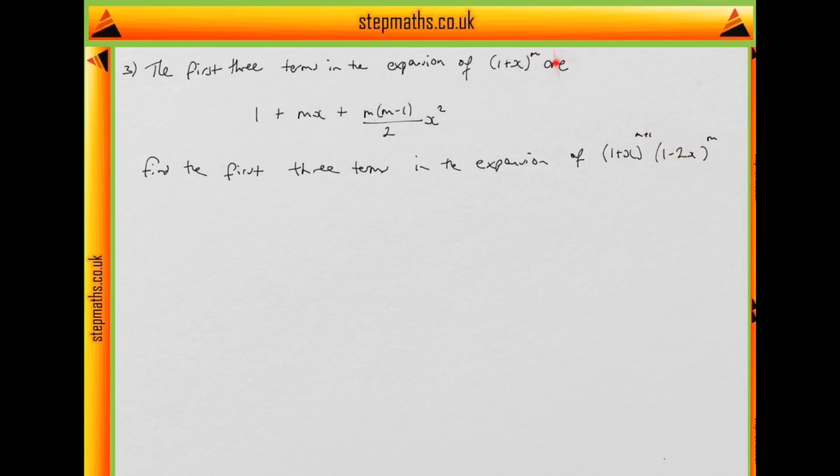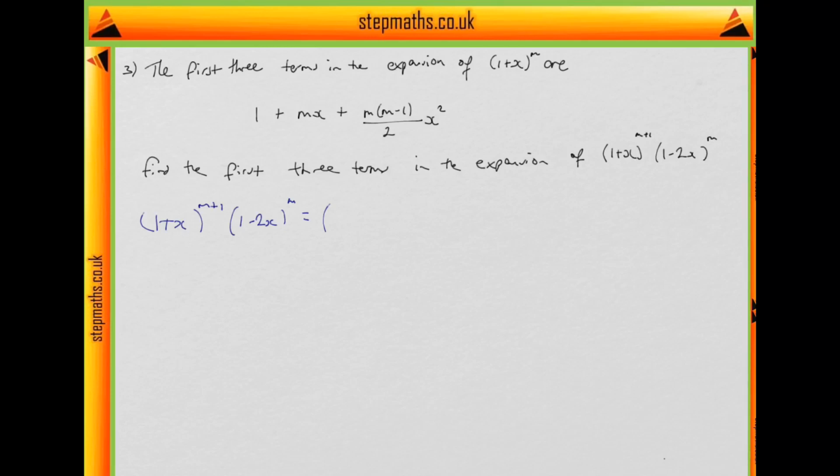Now here, this is exactly the same as the (1 + x)^m, except this time we have a minus 2x rather than x. So we can simply replace every instance of x with a minus 2x. So let's do that. (1 + x)^(m+1) times (1 - 2x)^m. Well, that's equal to, we replace every instance, starting with the first term, of m with an m + 1.